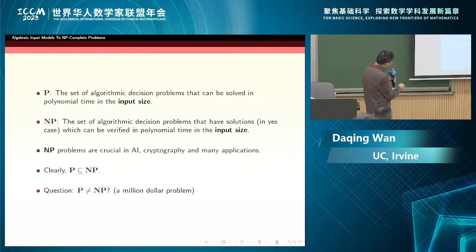Okay. So obviously P is part of NP. If your problem is already in P, then you can just use your algorithm as the verification. So this set of problems is a subset of NP. But in application, a lot of problems are actually in NP, which is crucial in AI, cryptography, and many other applications. We see some of the examples here. So the key question is: is this class P the same as NP? This is a subset of that, but are they equal? That means, can you solve every problem in NP in polynomial time?